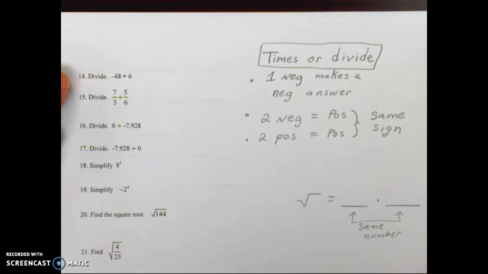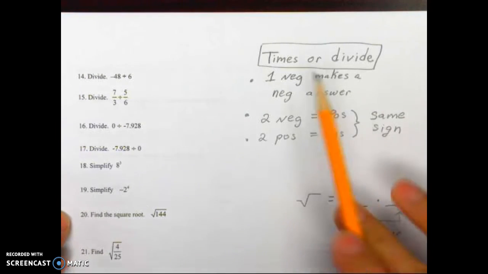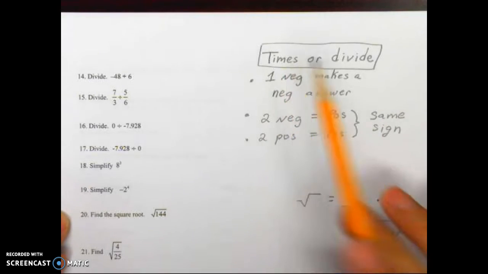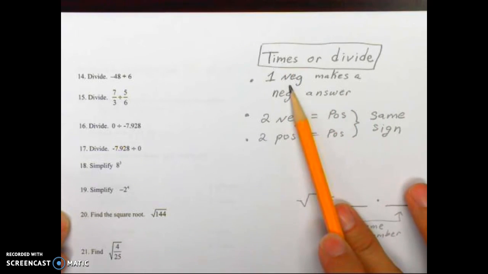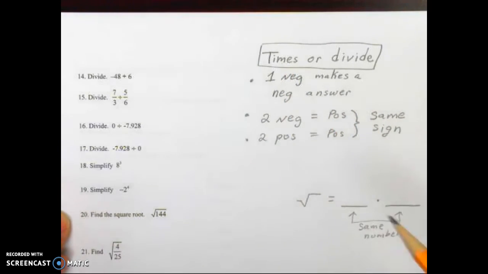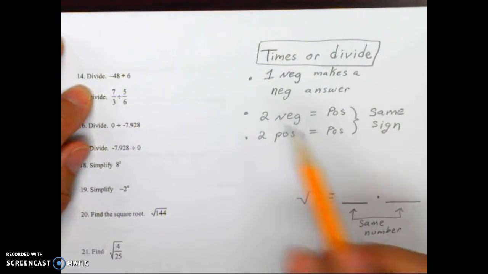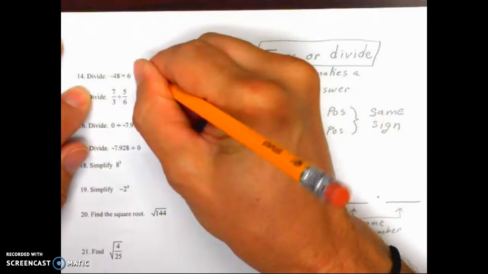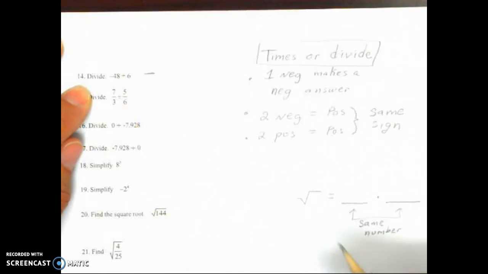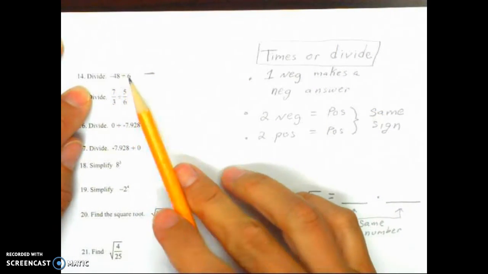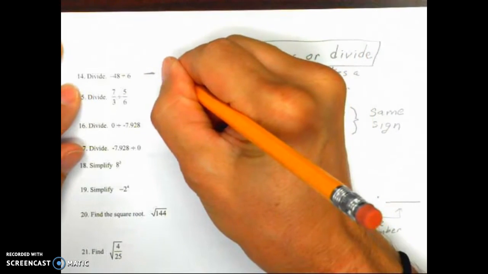So remember, we now are going into division, which is basically the same thing as multiplication, where if you have one negative, you're going to get a negative answer. So right off the bat on number 14, I'm going to have a negative answer. Just go ahead and put the negative mark, and then type in the calculator 48 divided by 6, and you'll get a negative 8.